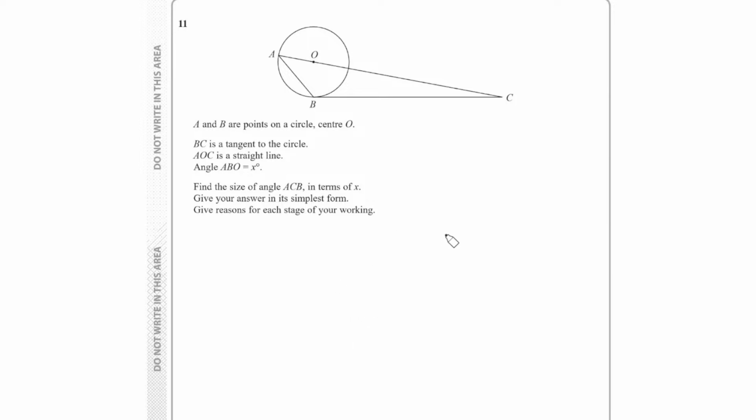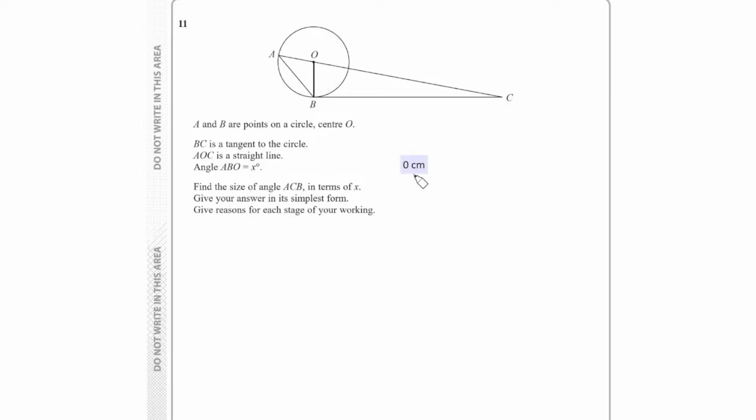So we've got A and B are points on a circle centre O. BC is a tangent to the circle here. AOC is a straight line. And then they've given us the angle ABO is X. So that one I'm going to draw, right? Because they haven't drawn that.